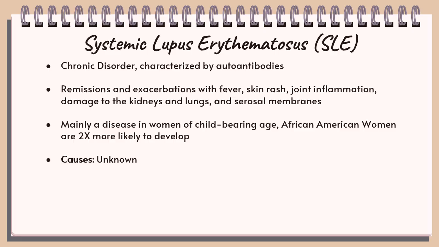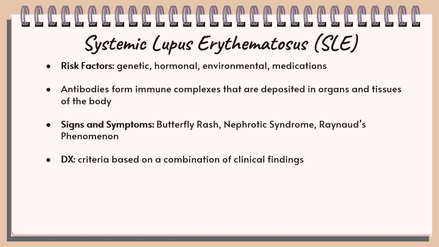Okay, mainly this happens in women of childbearing age. African American women are 2 times more likely to develop it, and they don't know why it's happening. Risk factors: typically lupus is genetic. It could be hormonal, environmental, or it can be due to many medications. More often than not, I've seen genetic and environmental.